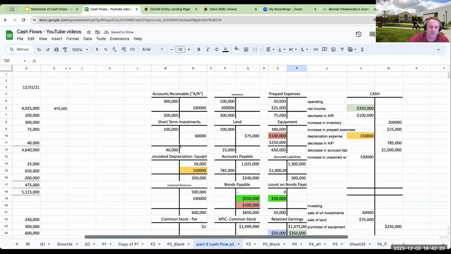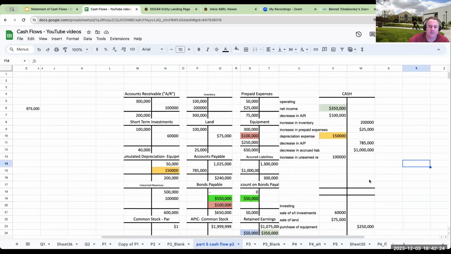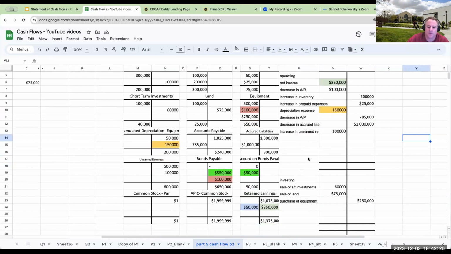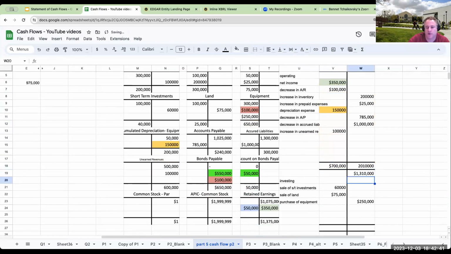As a reminder, I need a decrease in cash of $975. So let's make that happen. Over here, I have total debits of 700. I have total credits of 2,010,000. I subtract the smaller from the larger balance. Because it's a credit, this is going to be net cash used in operating activities.